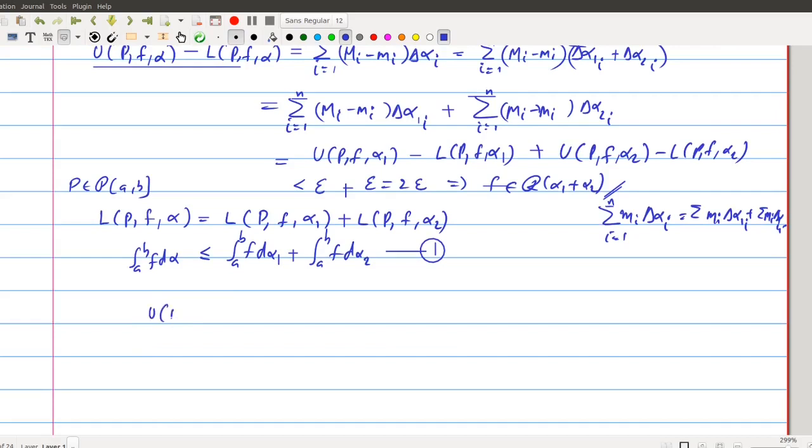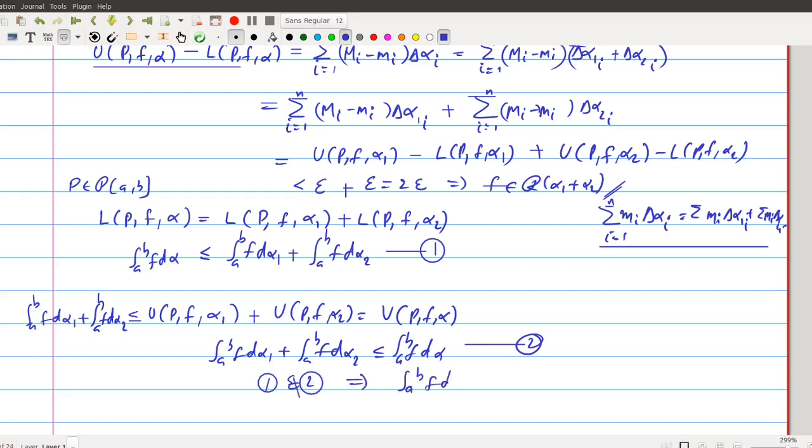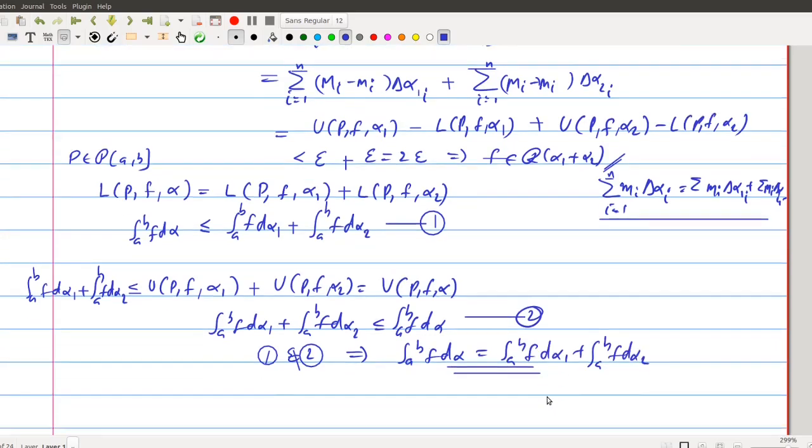Now you write U(P, f, alpha 1) plus U(P, f, alpha 2) is equal to U(P, f, alpha). That is because if you replace small m_i by capital M_i in this equation, you get this one. But we know that this is always greater than or equal to the integral A to B of f d alpha 1 plus the integral A to B of f d alpha 2. Now take the infimum on both sides. So the integral A to B of f d alpha 1 plus the integral A to B of f d alpha 2 is less than or equal to the infimum of this, that is, the integral A to B of f d alpha. This is equation number 2. So 1 and 2 imply the integral a to b of f d alpha is the same as the integral a to b of f d alpha 1 plus the integral a to b of f d alpha 2. So this proves the first part.